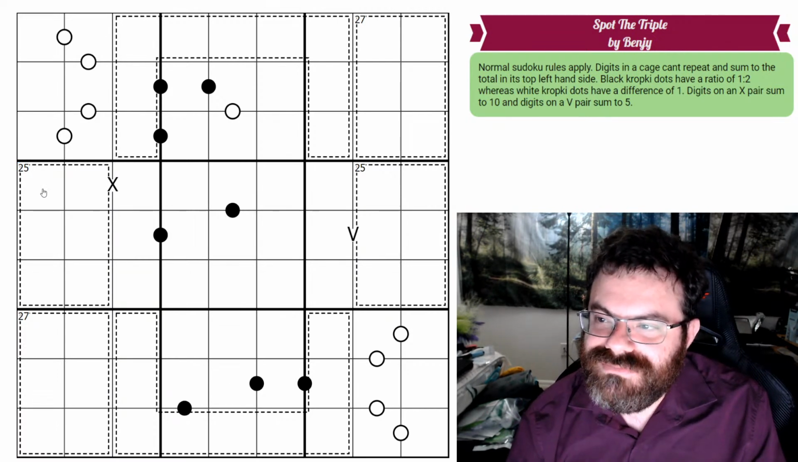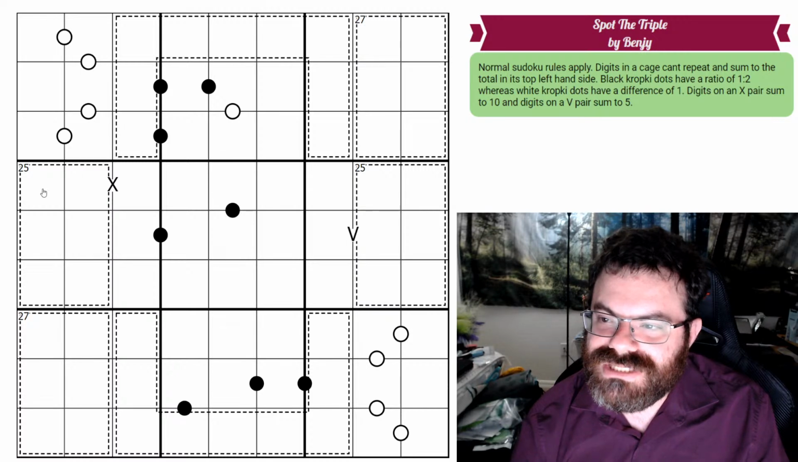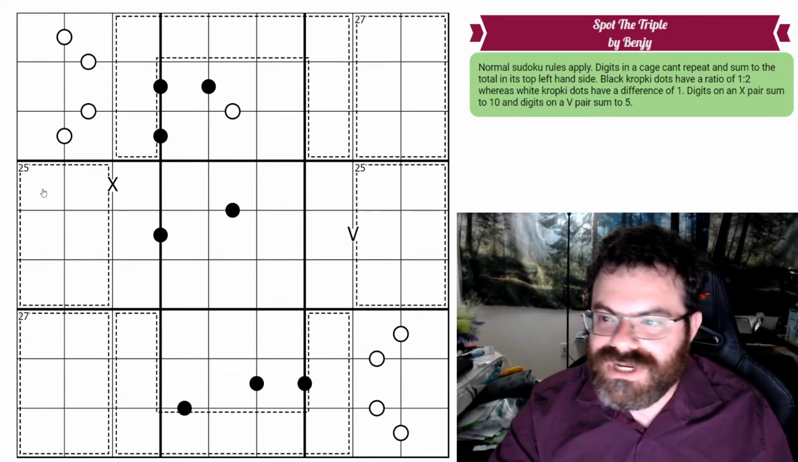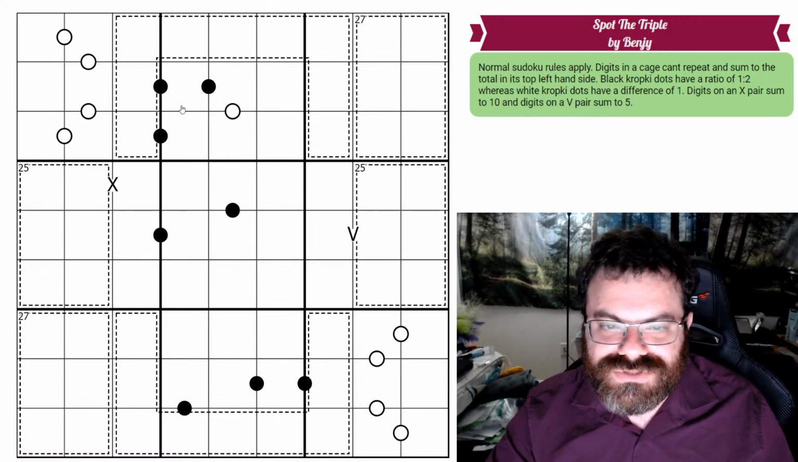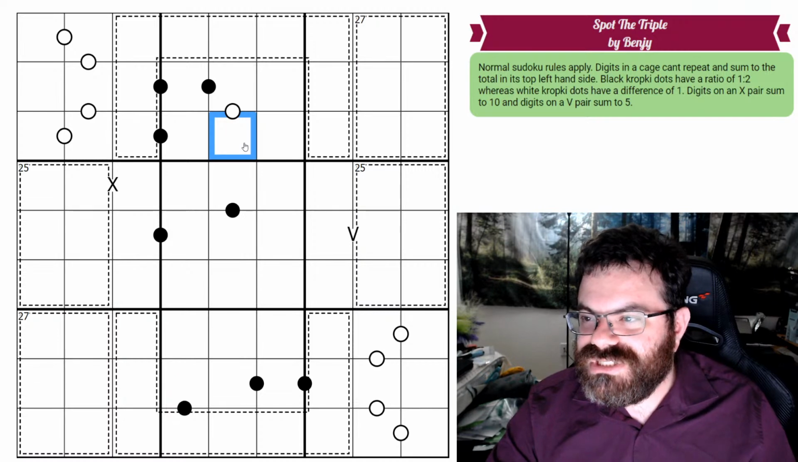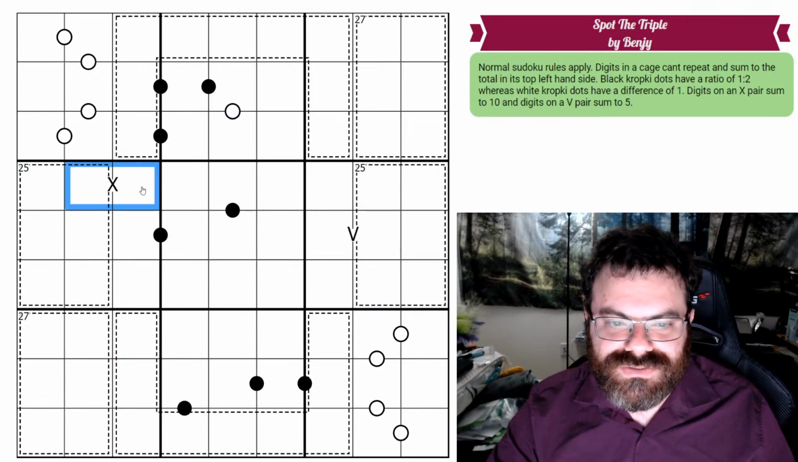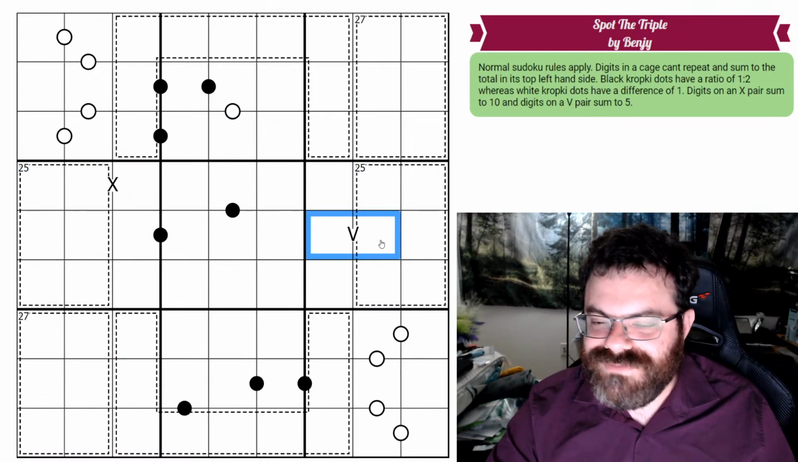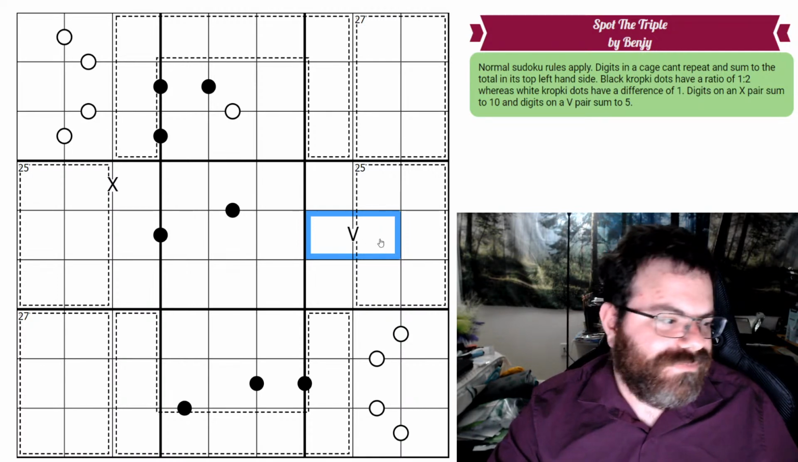Black Kropke dots have a ratio of 1 to 2, whereas white Kropke dots have a difference of 1. So it's standard Kropke, no negative constraint. So between these have a ratio of 1 to 2. Between these are consecutive. Digits on an X pair sum to 10, so these would sum to 10. And on a V, they sum to 5. You can remember that with Roman numerals.